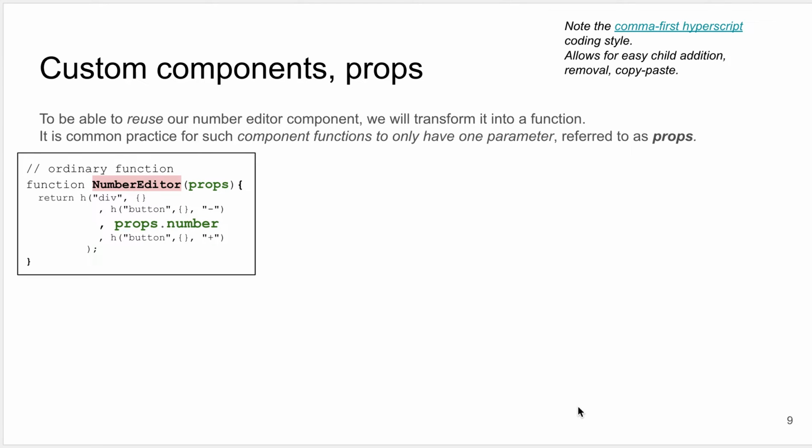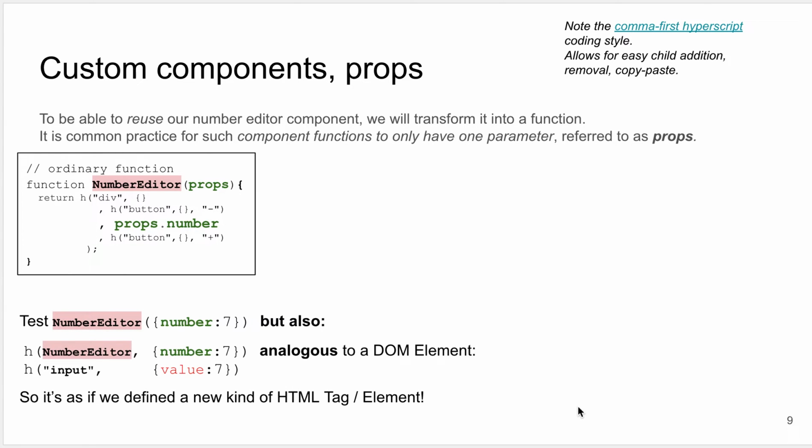One interesting feature of hyperscript is that it is easy to define entities that appear like new HTML elements. They are called custom components and can be implemented, for example, as functions with a single parameter, which we usually refer to as props, short for properties.